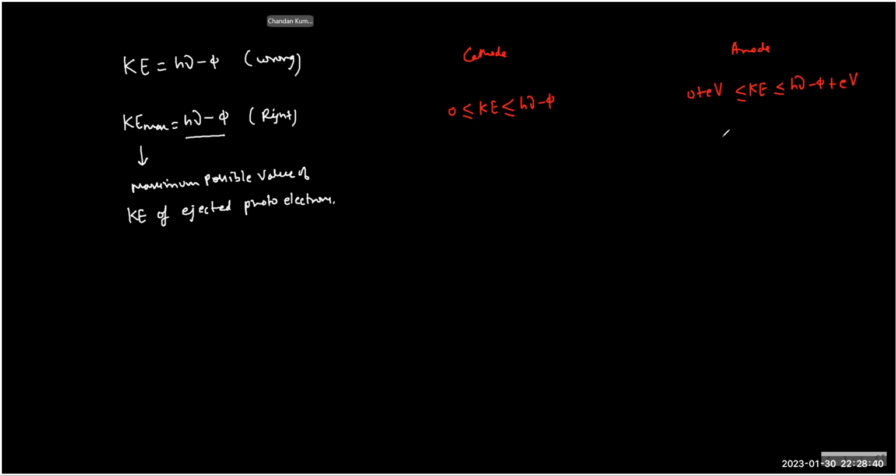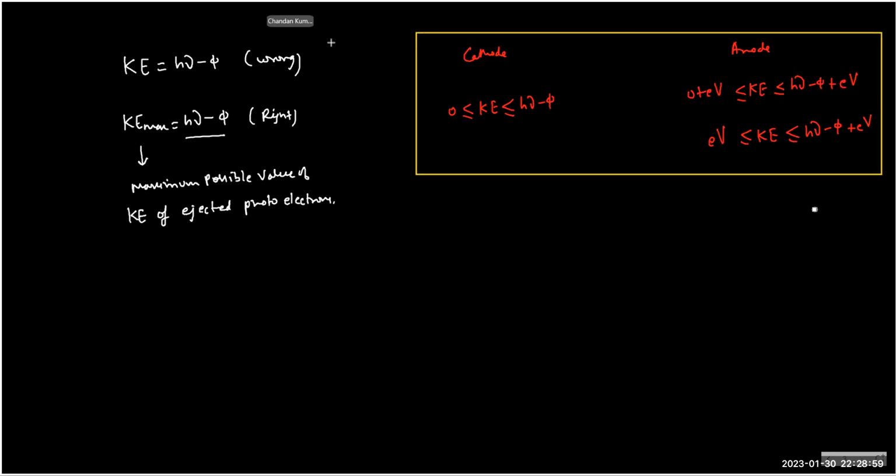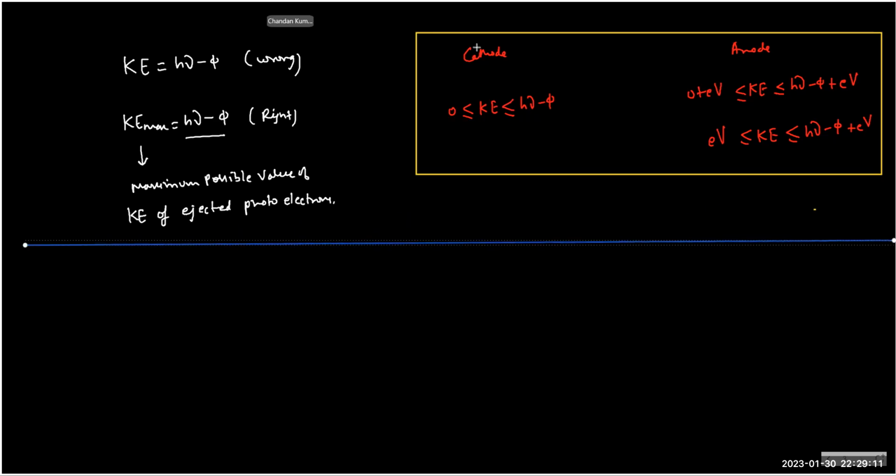So you have to remember that at the anode things are not the same. It is like this. So do you realize the difference? Yes, sir. Okay. So now we define the third term, which is called the stopping potential.